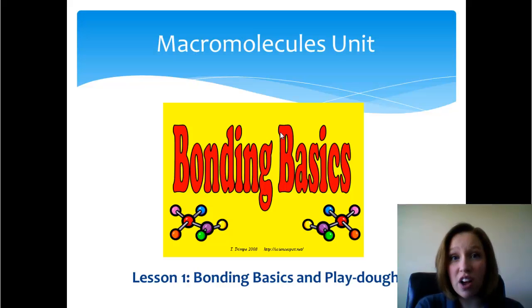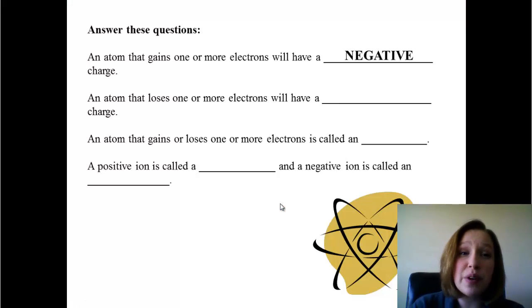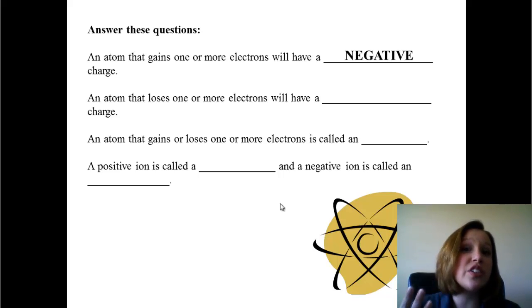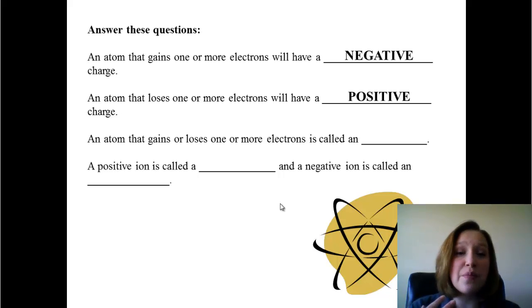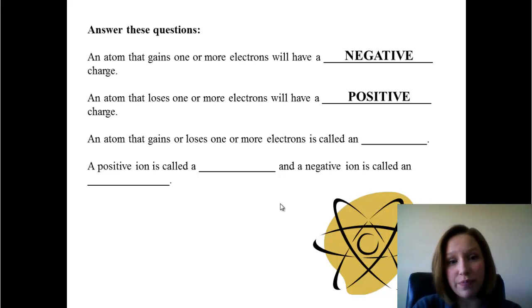So when we first started talking about these bonds that can happen, we did this PowerPoint on bonding basics. And then we did our activity where we used the Play-Doh to be the atoms, and then the toothpicks to be the bonds. So let's just review a few things from here. We had to remember that there are 2 types of charges. An atom that gains electrons has a negative charge because electrons are negative. And we looked at the opposite of that, where the atom loses an electron, that negative charge has gone away, and it leaves a positive.